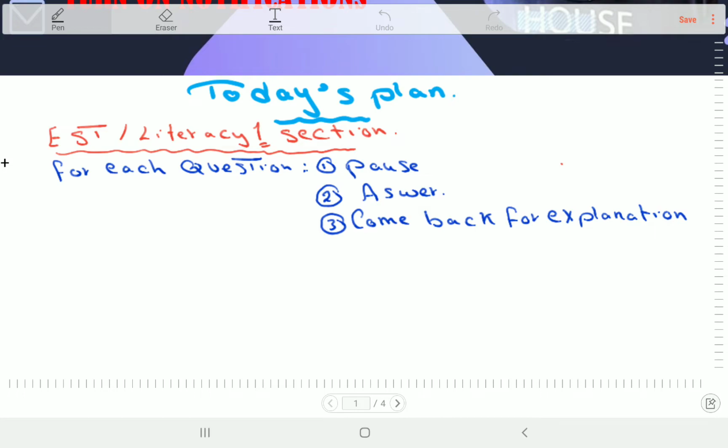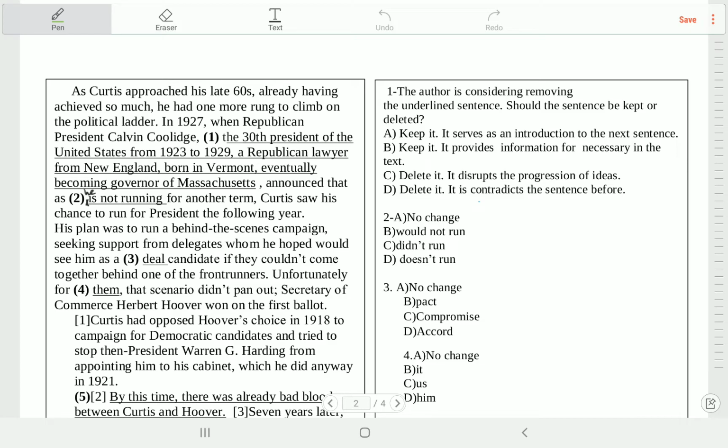Today we have the EST Literacy 1 section. It will go like that. For each question, please pause the video, try to answer the question, and please come back for explanation. Thank you. Let's start. First, I prepared this passage. It is not from a real test. Question 1. The author is considering removing the underlined sentence. Should the sentence be kept or deleted? So this is a keep or delete question.